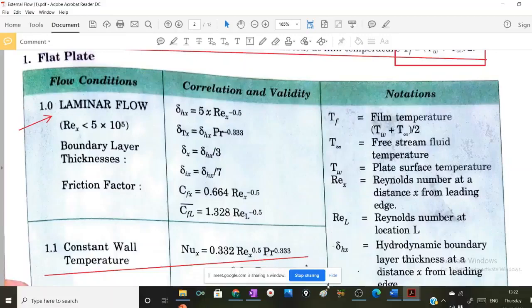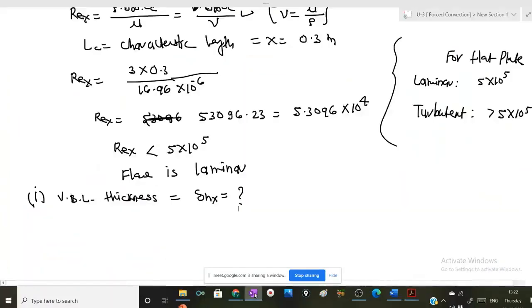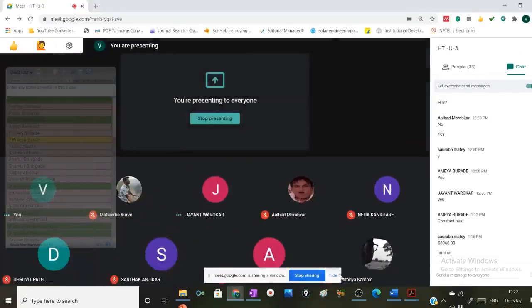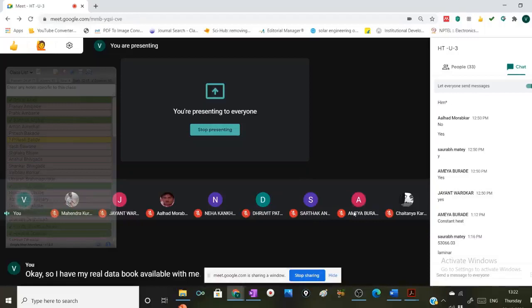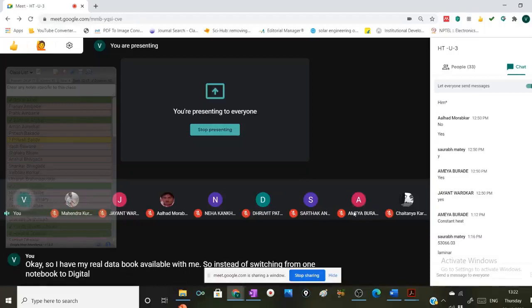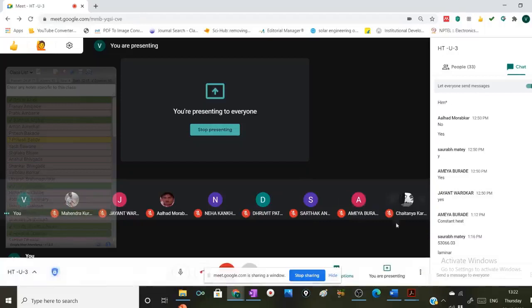Are you able to see my OneNote screen? No. Are you able to see my OneNote screen or are you still seeing my data book only? Data book. Data book only, okay. So every time I have to do this exercise. I have my real data book available with me, so instead of switching from OneNote to the digital data book, I will ask you to simply refer to those formulas. That way it will save my time.